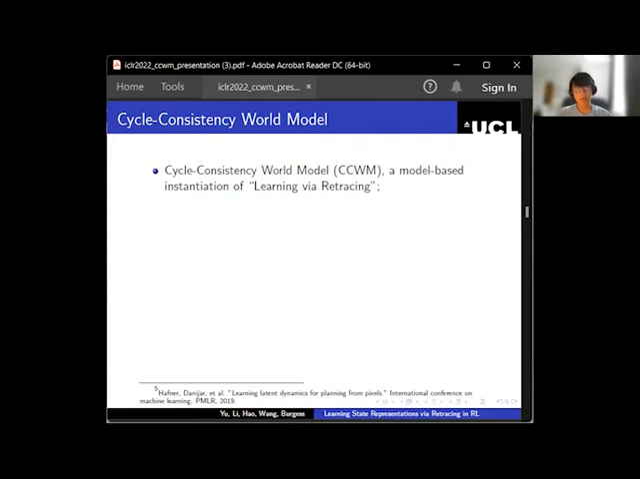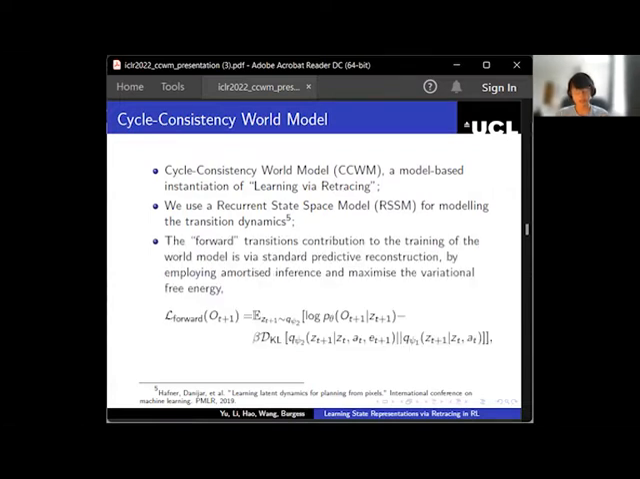We propose the so-called cycle consistency world model, or in short CCWM, which is a model-based RL instantiation of learning retracing. We use a so-called recurrent state space model for modeling the world model, which involves the encoding and decoding functions between the observation and the latent space, as well as the latent state transition dynamics model. So basically, our RSSM is a state space model with nonlinear observation and latent transitions, where the latent transitions are modeled by a recurrent network, such as a gated recurrent unit or LSTM, for instance.